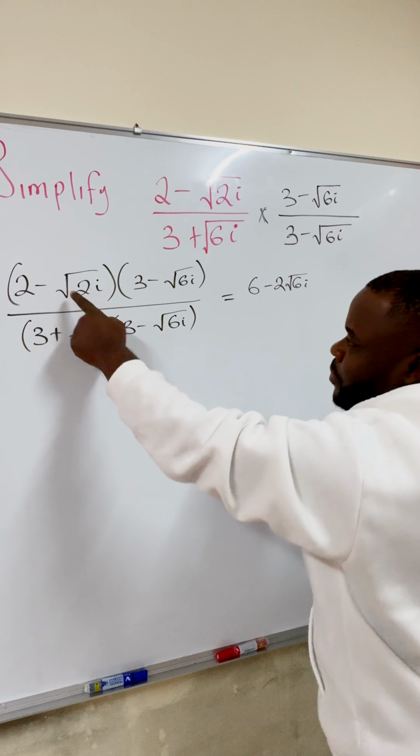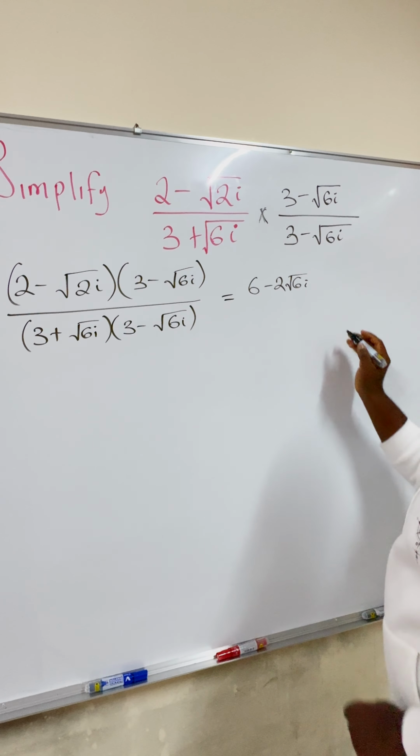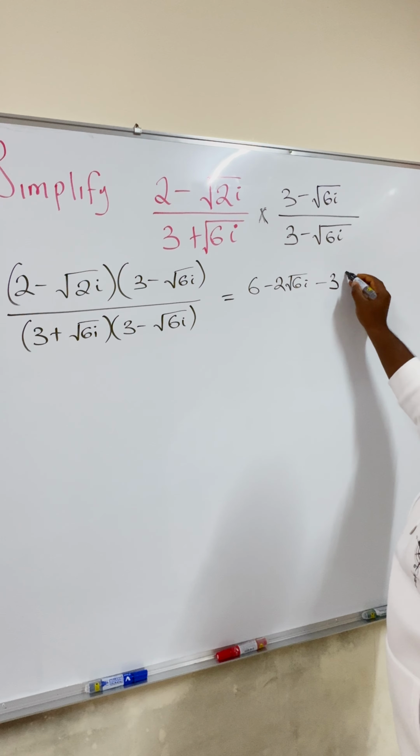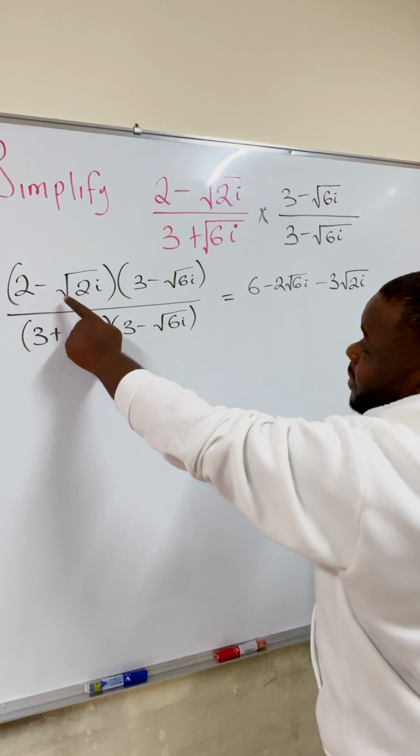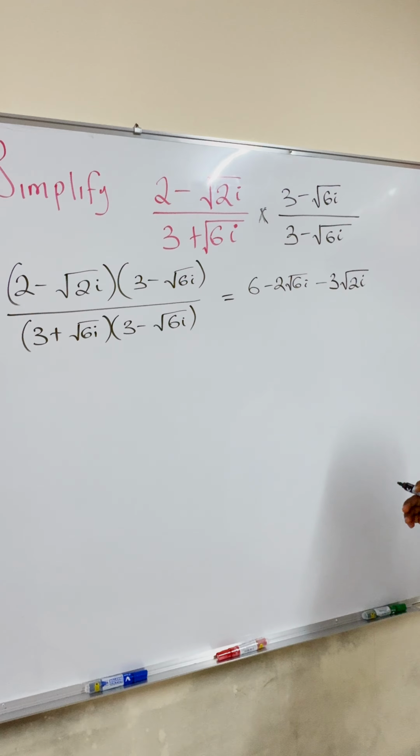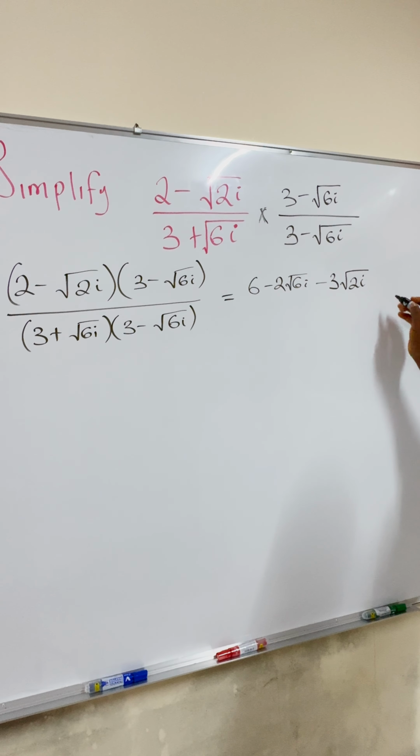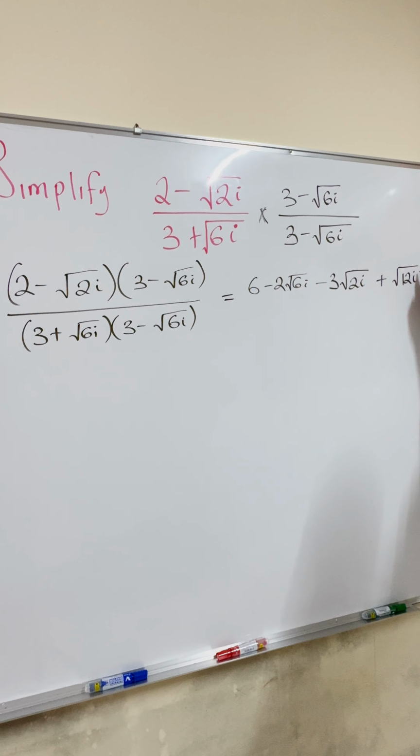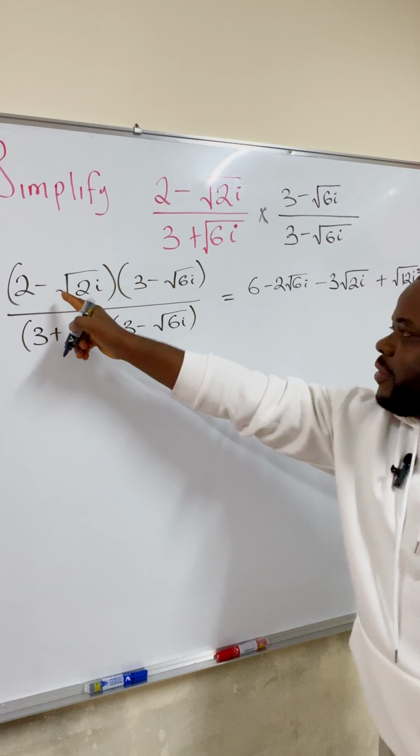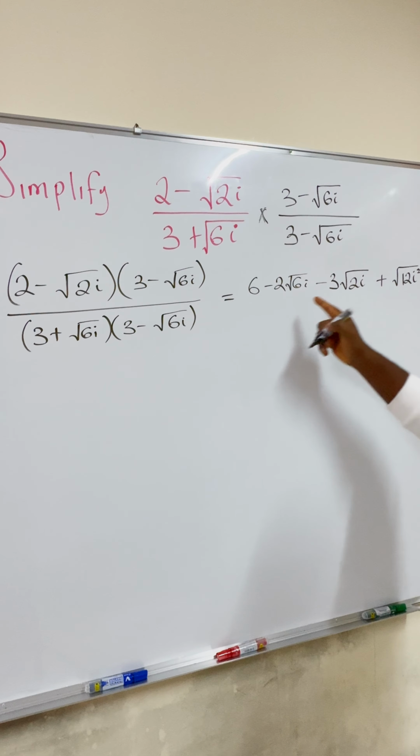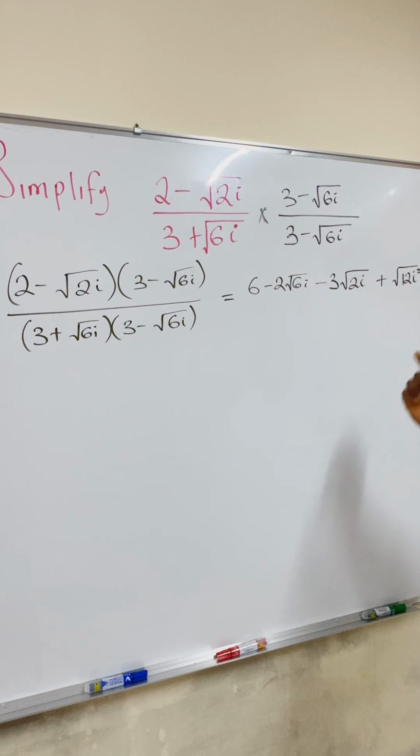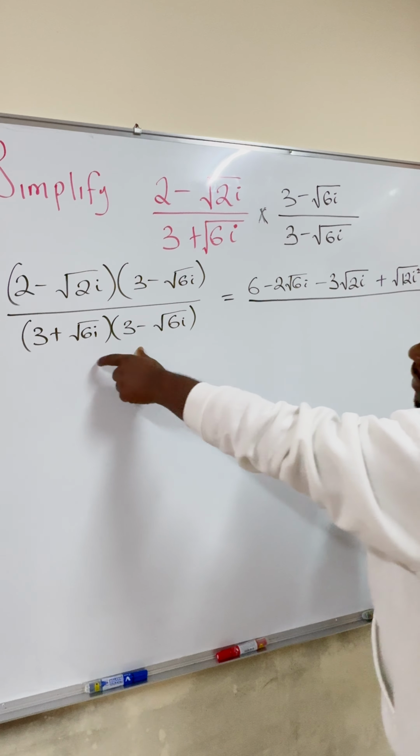Then I have negative square root of 2i multiplied by 3, which is going to give us minus 3 square root of 2i. Then we also have negative square root of 2i multiplied by negative square root of 6i. So that is going to give us positive, because negative times negative will give you positive. Then we now have square root of 12i squared. 2 multiplied by 6 is going to give you 12, and i multiplied by i is going to give you i squared.